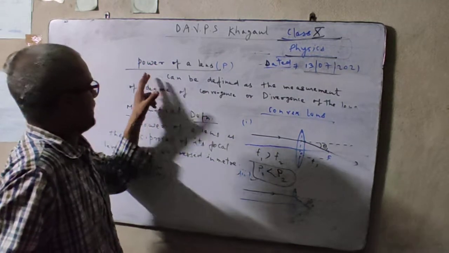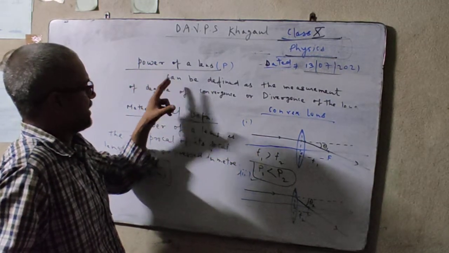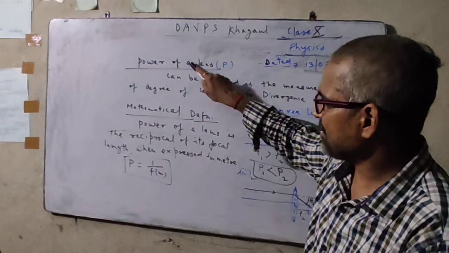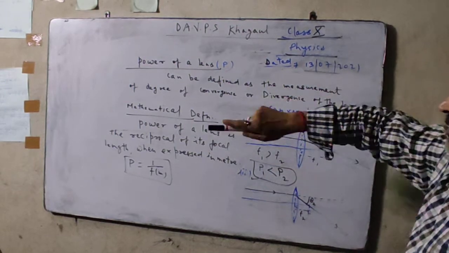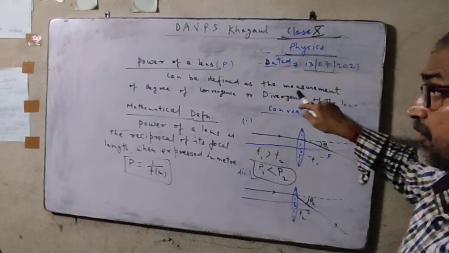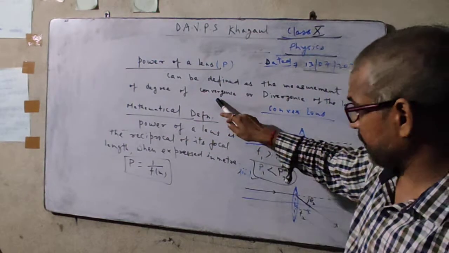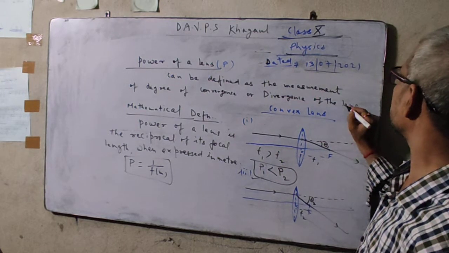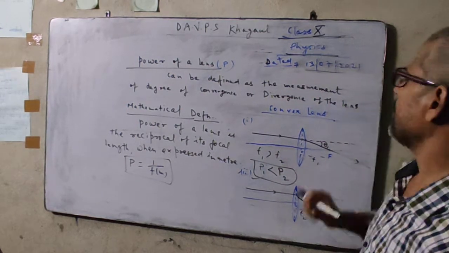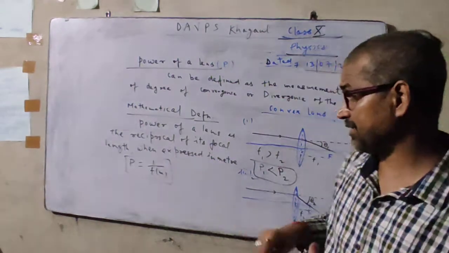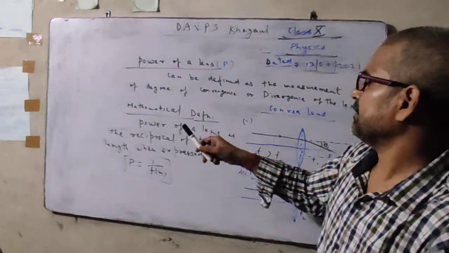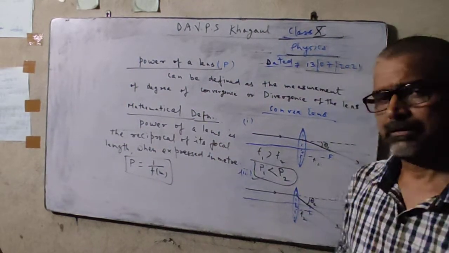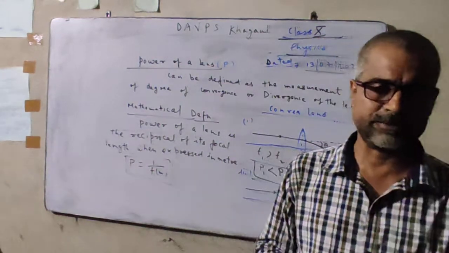So the definition is very accurate if you combine these two definitions. The first definition: power of lens can be defined as the measurement of degree of convergence or divergence of the lens. And the mathematical definition, if you combine, then we get the idea that power of lens is the reciprocal of its focal length, when focal length is expressed in meter.